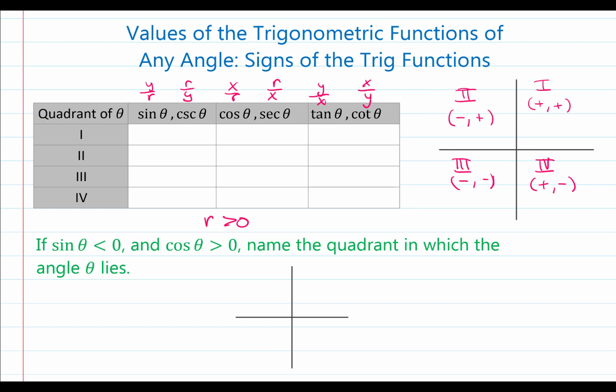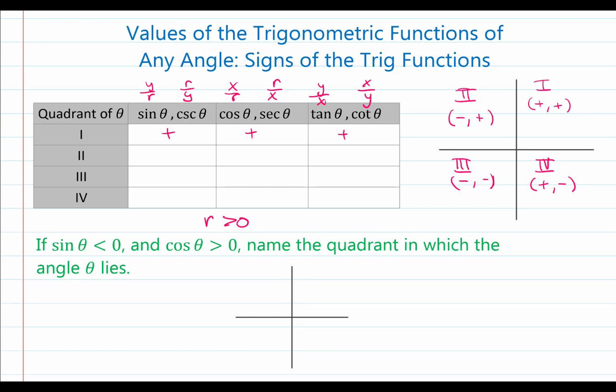So let's look at quadrant number 1. And what we know is that for quadrant number 1, for sine and cosecant, because y is positive, r is positive, positive over positive is a positive. So quadrant number 1, cosine and secant, x is positive, r is positive, so positive over positive is equal to a positive ratio. Finally, tangent, same thing, y is positive, x is positive, so positive over positive is a positive ratio.